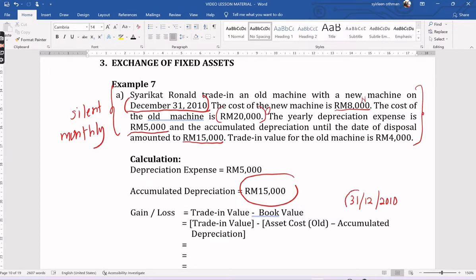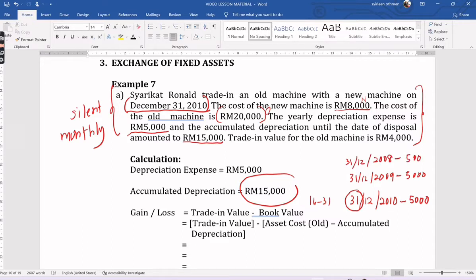So you jual on the 31st. That is between 16 to 31st of that particular month. So maksudnya depreciation sehingga 31 Disember 2010. And dia bagi tahu to the date is 15. That means yang ini 5,000. Okay, 31 12 2009 is 5,000 as well. Okay, 31 12 2008 is 5,000 as well.